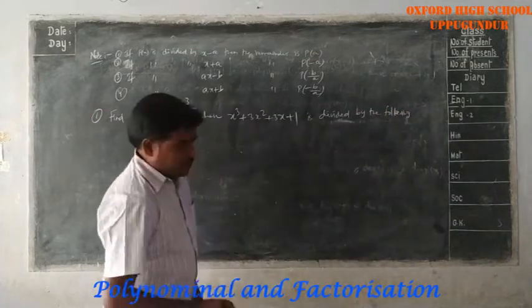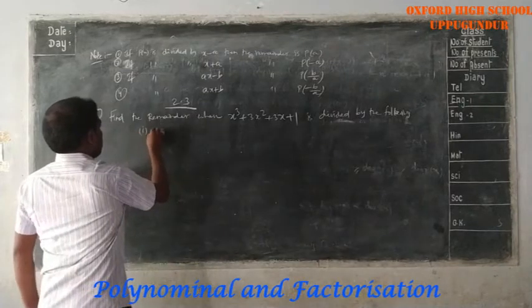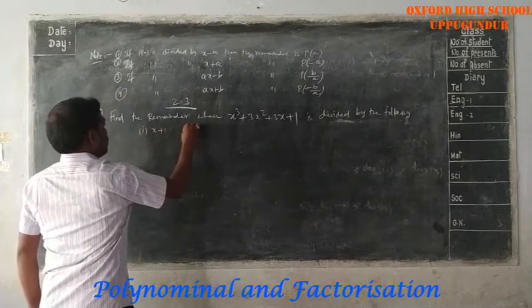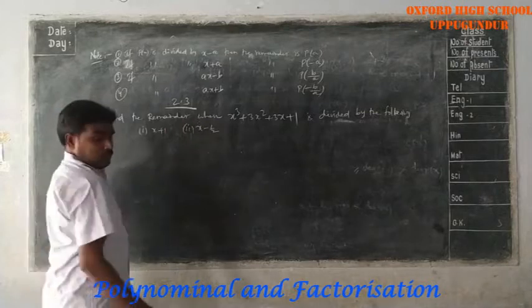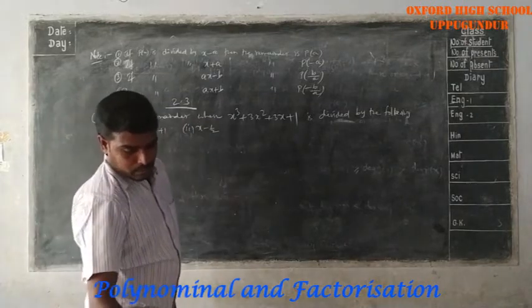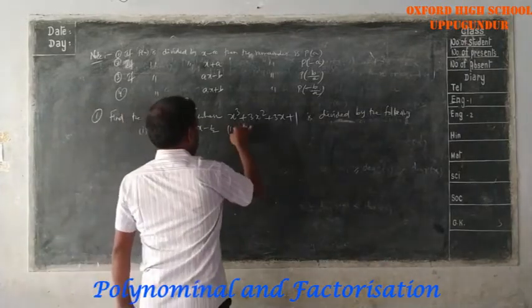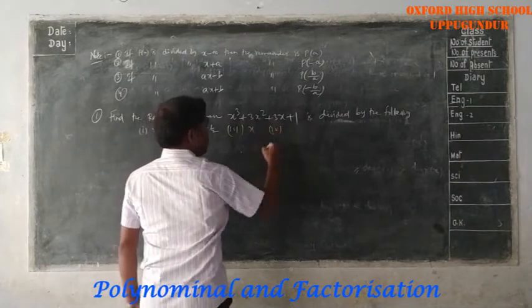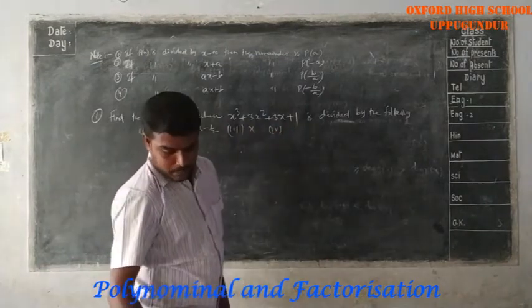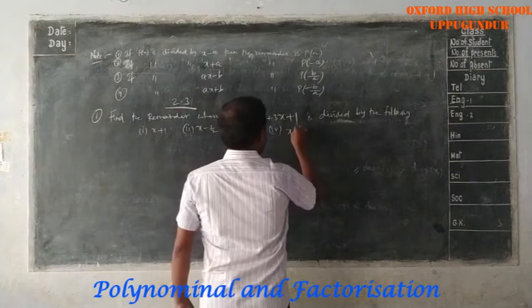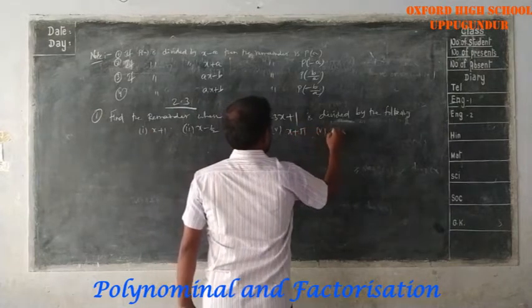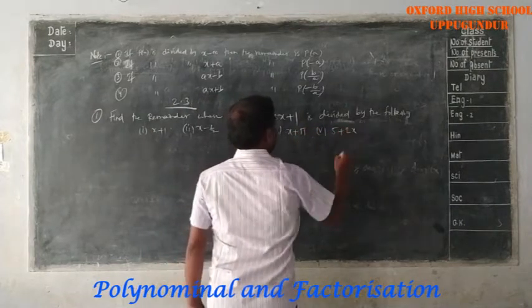First one x plus 1, second one x minus 1 by 2, third one x, fourth one x plus pi, fifth one 5 plus 2x.